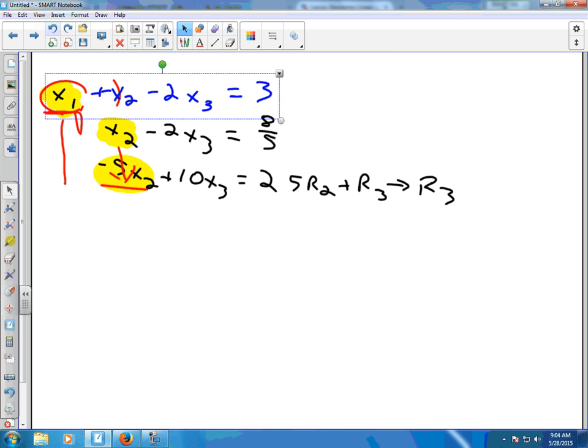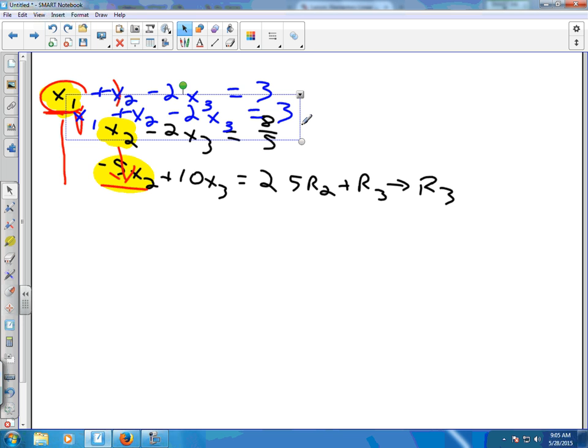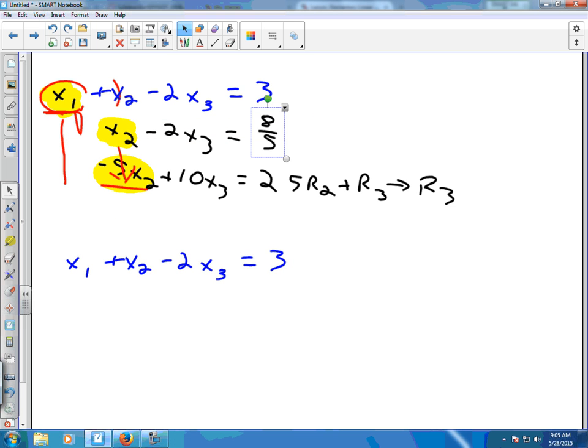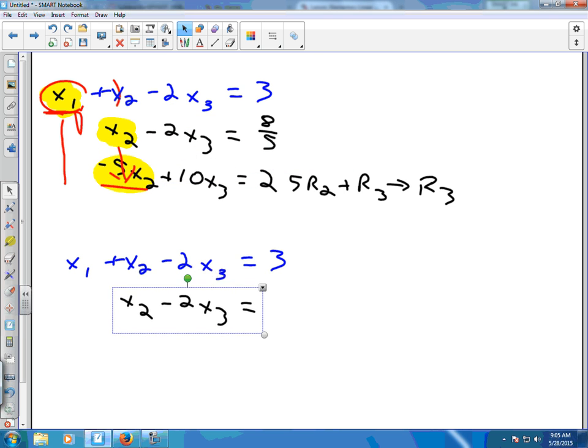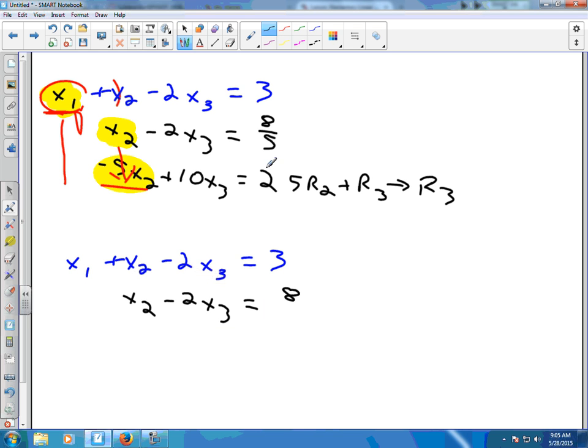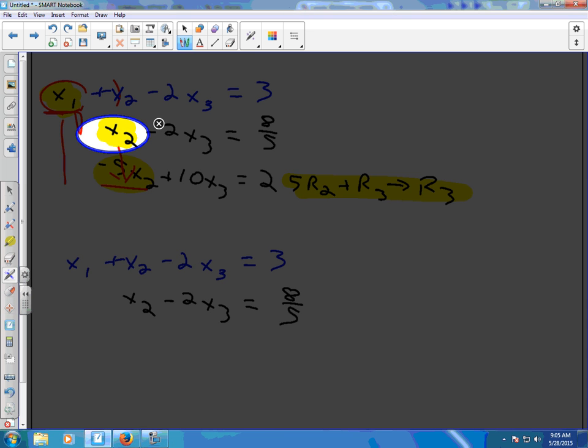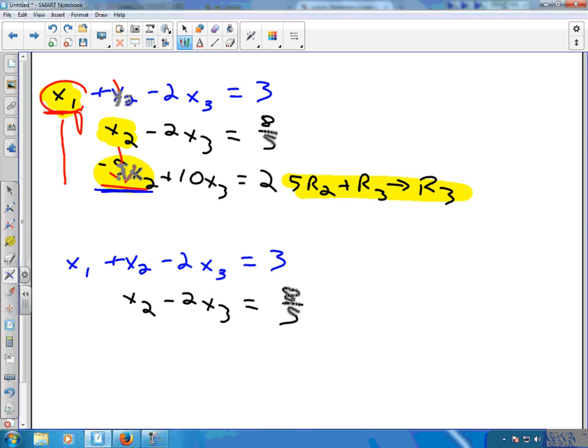So let's put this one down. We're leaving the first row the same. We're going to leave the second row the same. And then we're going to do 5 times the second row plus the third row to give us our new third row. So if we do 5 times the second row, that gives us 5x of 2 plus the third row minus 5x of 2. So how many x of 2s is that? 0.